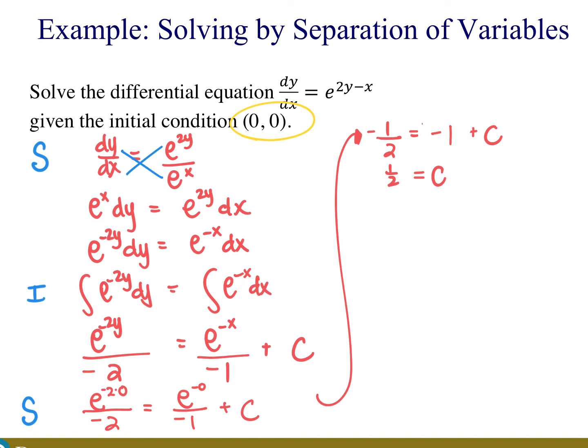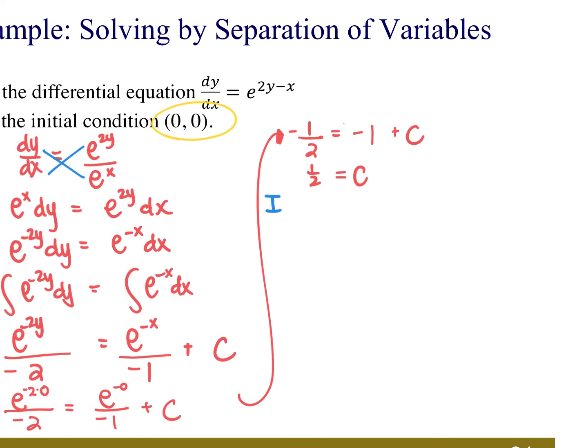Now I'm next to the next I, which is isolate Y. So I want to go back to what my equation was. So it was e to the negative 2y divided by -2 equals e to the negative x over -1, and now plus 1/2 for my c. And now I need to do the work of isolating y. That means do stuff to both sides to work on getting y by itself. All right, so Sue, what would your first thing be?